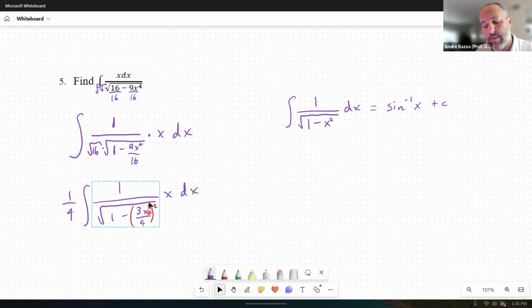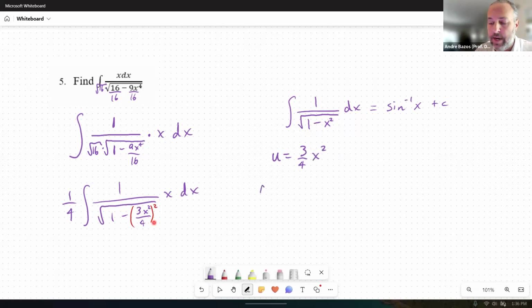So there it is, right? I have something being squared. That something being squared is u. I have a 1 here, which is what I want for the form, 1 minus something squared. We have it. This is u. So u equals 3/4 x squared. Right? Not squared, but squared.